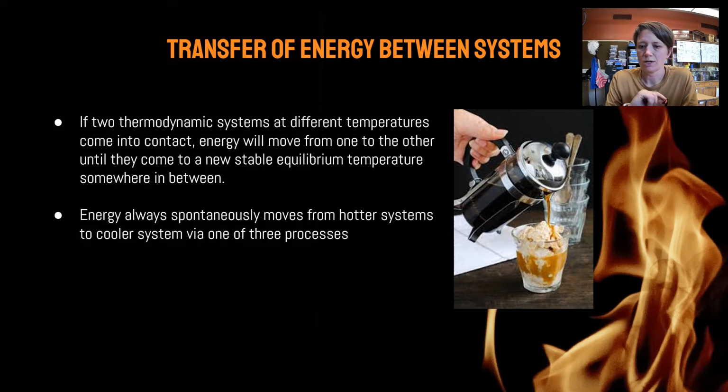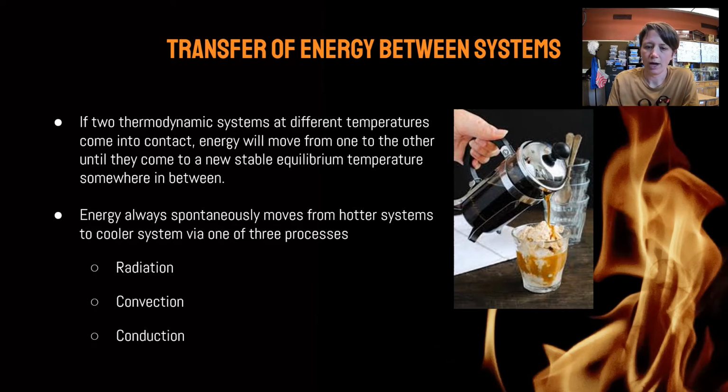Another point that we'll talk about at the end of the slideshow is that when we talk about the movement of energy from one system to another, it's always going to go from the hotter system to the cooler system, and there are three ways by which this can happen. The first way is something called radiation, and we'll talk about that in the next slide. The second way is called convection, and the third way by which two thermal systems can kind of equilibrate themselves is called conduction.